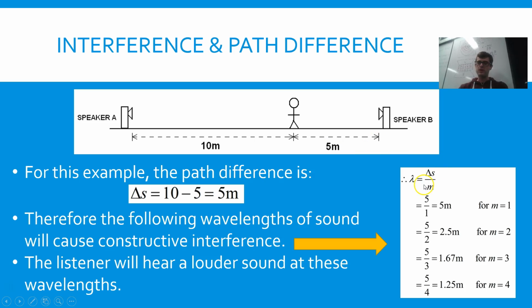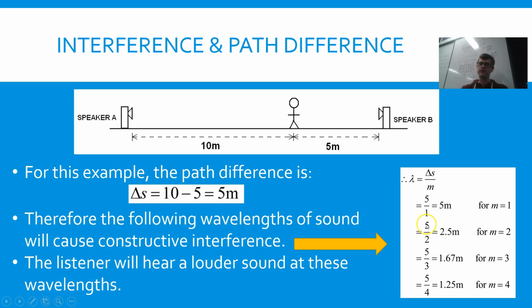So what I've done over here in this box is I've taken that equation we had before and rearranged it to make wavelength the subject. So lambda equals path difference, delta S, divided by m, where m can be 0, 1, 2, 3, 4, and so on. In this case, 0 is not possible because that would mean that the person was equally distant from speaker A and speaker B, and that's just not the case. So we're going to start with 1 instead. So our first answer for m equals 1 would be 5, which is the path difference, divided by 1, equals 5 meters. So the first wavelength of sound that will give you constructive interference is 5 meters.